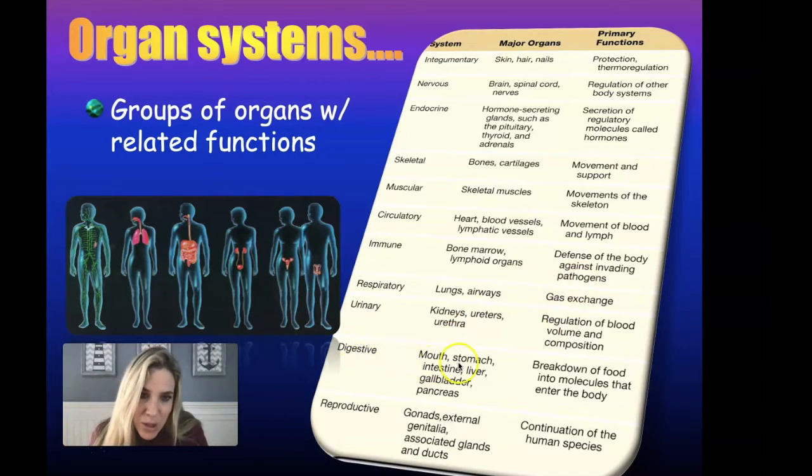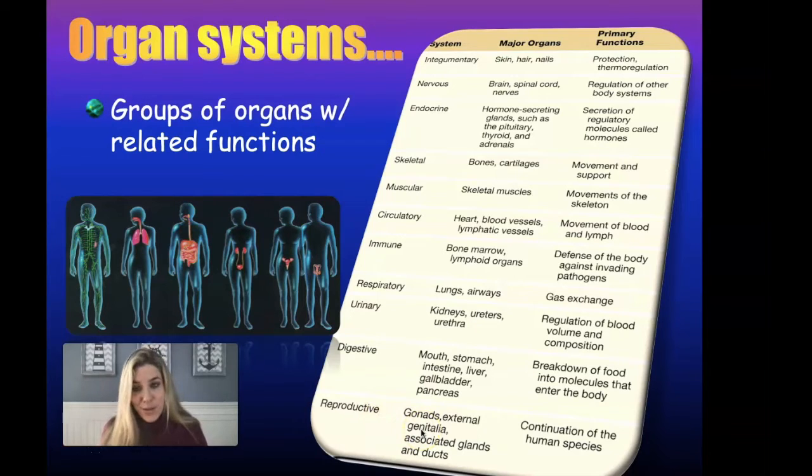The digestive system is your mouth, stomach, intestine, liver, gallbladder, pancreas, basically anything that's part of a single tube that's been folded up to help move food and nutrients through the system. So breakdown of food into molecules that enter the body. And finally, the reproductive system.